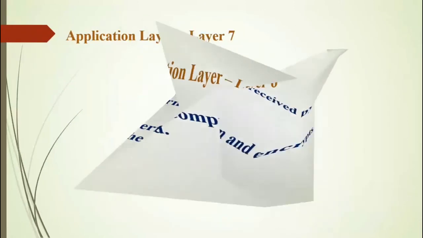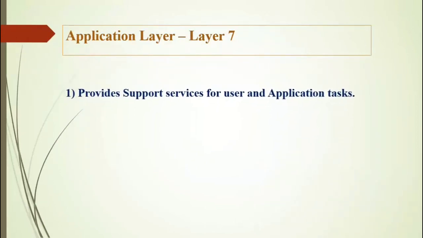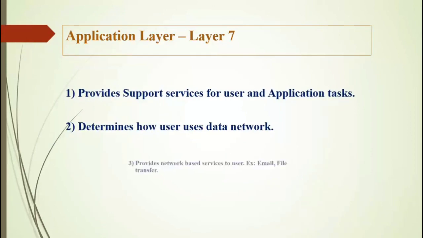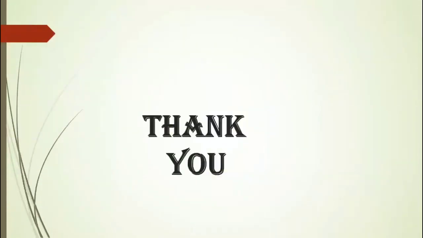Then the last layer is the application layer, the seventh and topmost layer of the OSI reference model. It is responsible for displaying the received information to the user. It provides support services for user and application tasks, determines how the user uses the data network, and provides network-based services such as email and file transfer. Examples of these are browsers, Skype Messenger, etc.